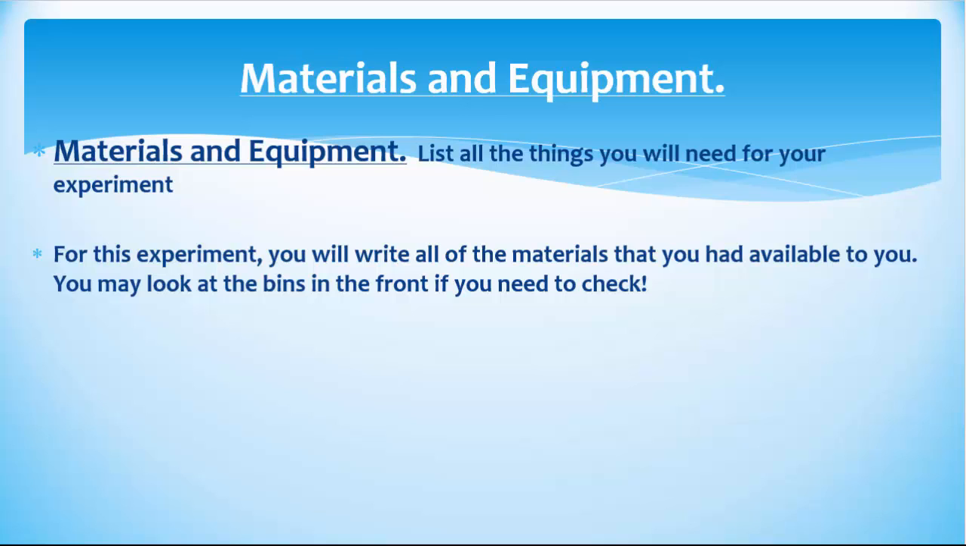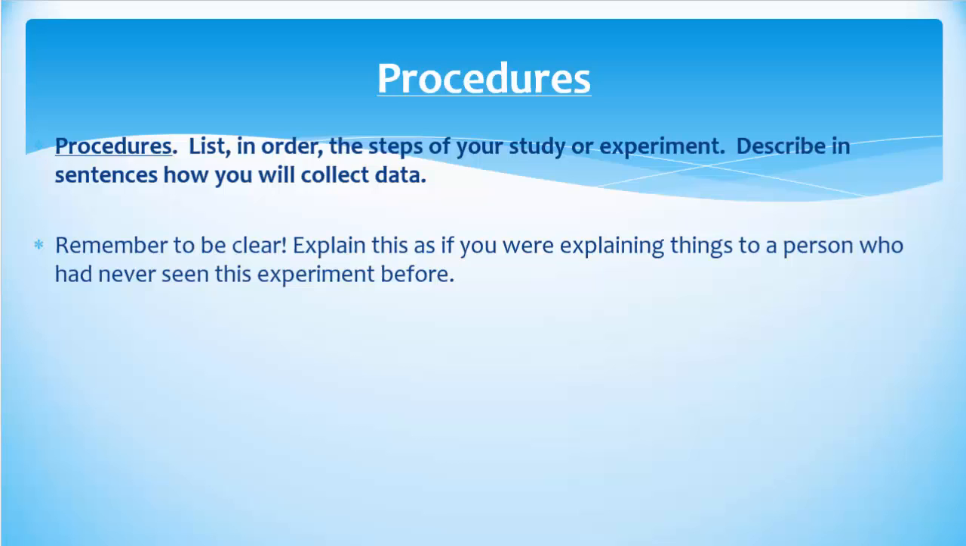So keep in mind, materials and equipment, you always list everything you had available to you. All right? So be sure to go back and think about what you had open, the straws, the pipe cleaners, the popsicle sticks, and don't forget, you need a wind tunnel, right? And a fan.